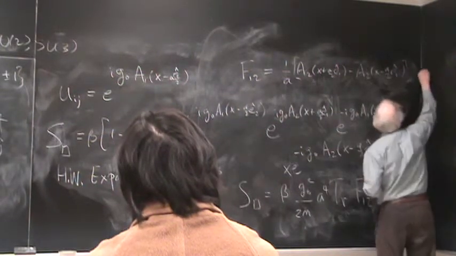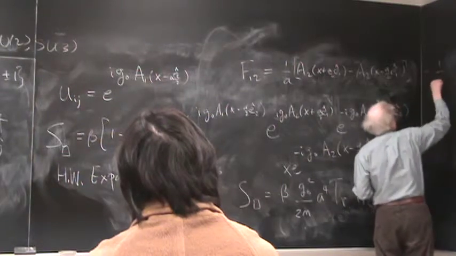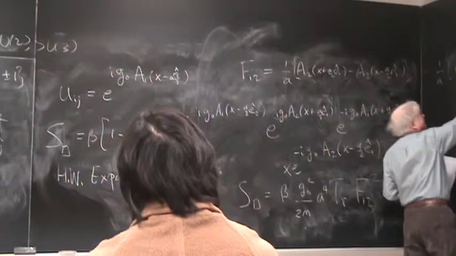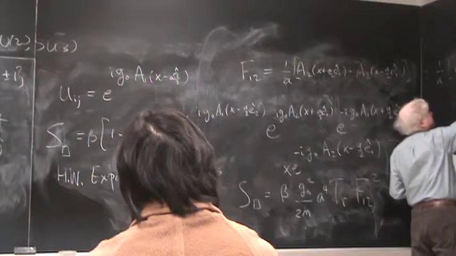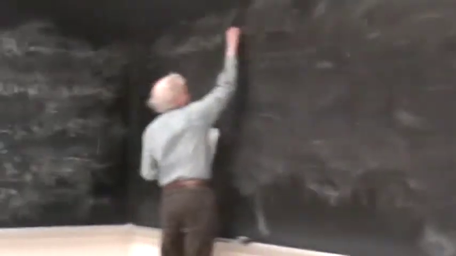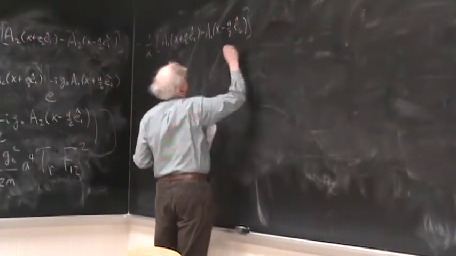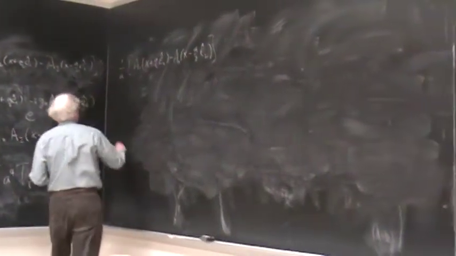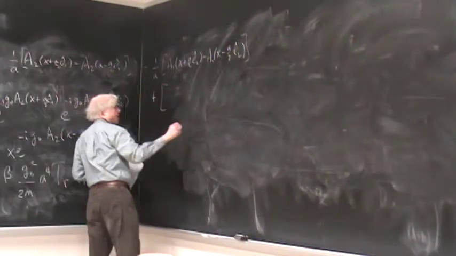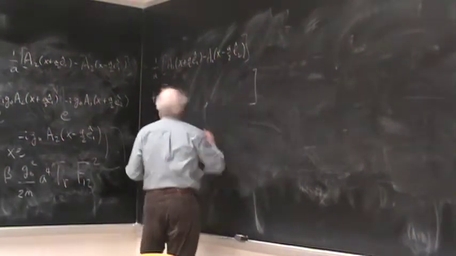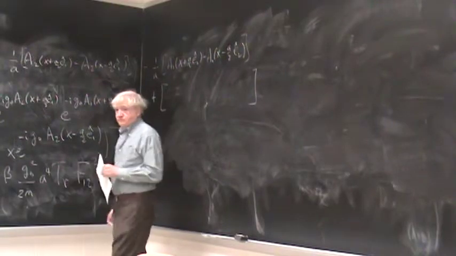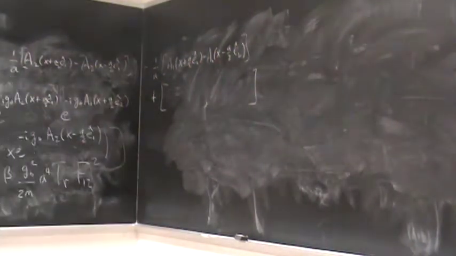Right. And then you have minus 1 over a, D2 of A1, so this is A1 at x plus a over 2 e2 hat minus A1 at x minus a over 2 e2 hat. So that's that. But then you have the commutator. And the commutator is A1, A2, and so you actually have to keep second order terms in a, right?